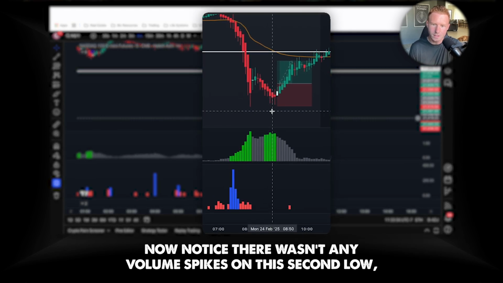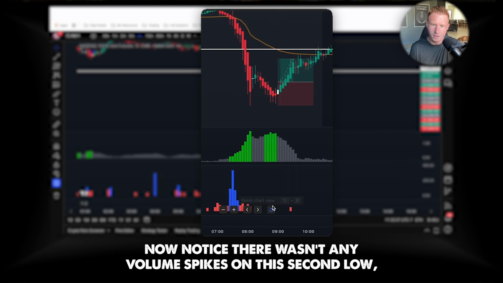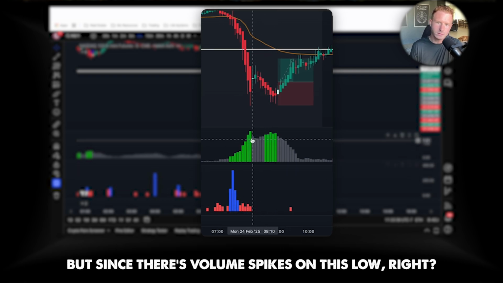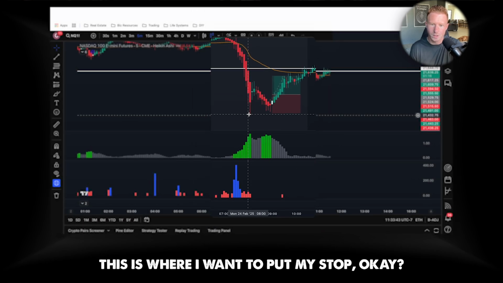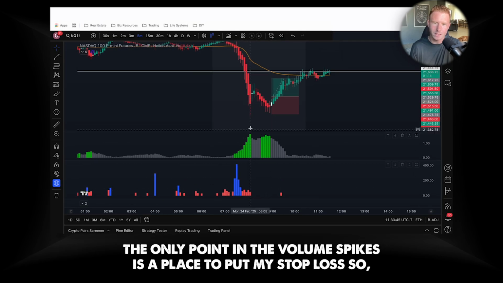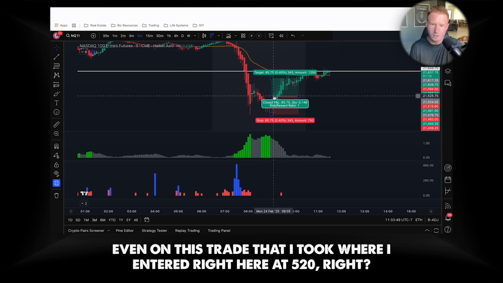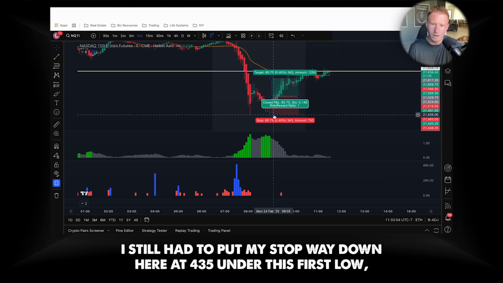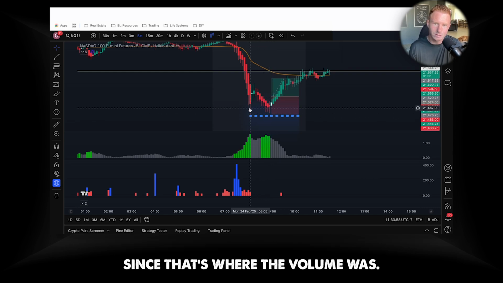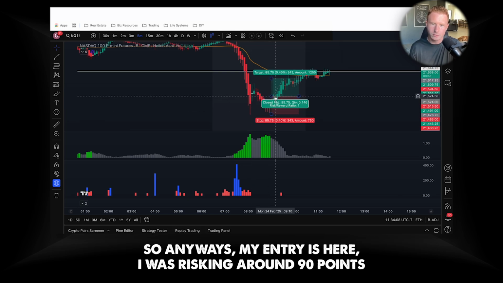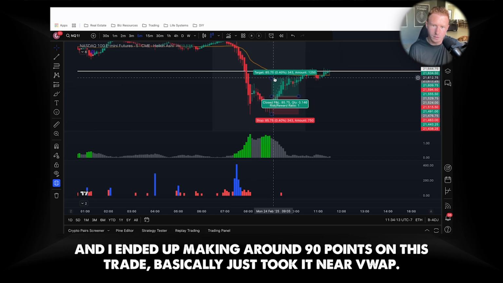Now notice there weren't any volume spikes on this second low, but since there are volume spikes on this low, this is where I want to put my stop. The only point of the volume spikes is a place to put my stop loss. So even on this trade where I entered right here at 520, I still had to put my stop way down here at 435 under this first low, since that's where the volume was. So anyways, my entry was here. I was risking around 90 points, and I ended up making around 90 points on this trade.